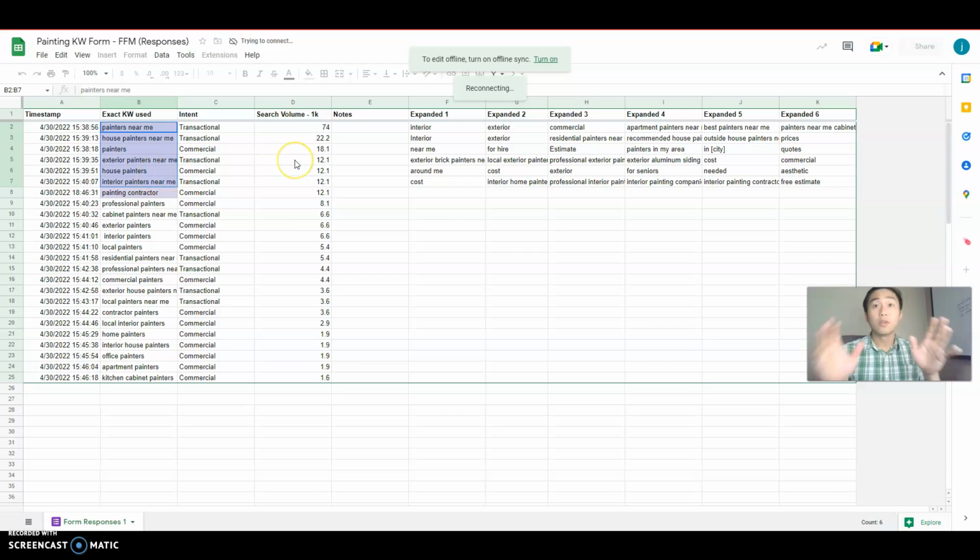So that being said, for the service page, what you will be talking about as H1 tag will be painters, okay? And then you can talk about your H2 tag to have these guys. So basically, interior painters near me, exterior painters near me, commercial painters near me, painters for hire, painters estimate, or something like that.